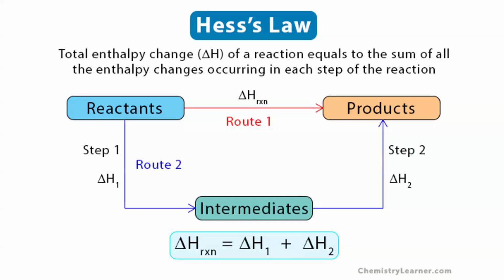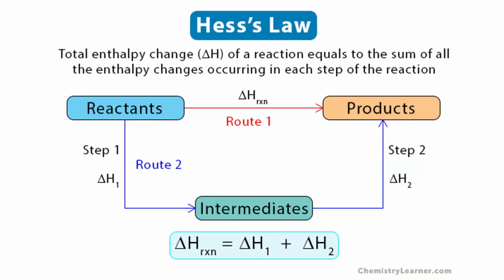Today we are going to look at Hess's law of constant heat summation. According to the law, the total enthalpy change of a chemical reaction is equal to the sum of all the enthalpy changes occurring in each step of the chemical reaction. Assuming you have a reaction which undergoes more than one step, to get the total enthalpy of that reaction, you just add the sum of the individual enthalpy changes in each of the steps of the reaction.